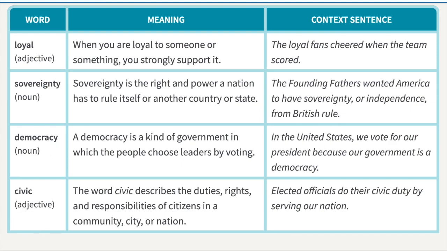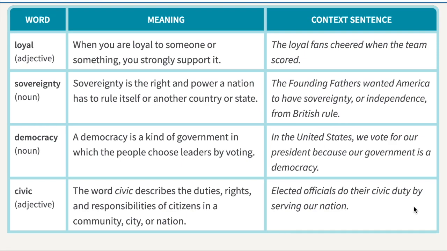The last word is civic. Civic is an adjective. It describes the duties, rights, and responsibilities of citizens in a community, city, or nation, which is a lot for such a small word. So, civic has to do with all the things that you do because you're part of a country. If you think about elected officials like presidents, senators, and governors, they do their civic duty by serving the nation. They're doing the thing that is their responsibility to help the nation.